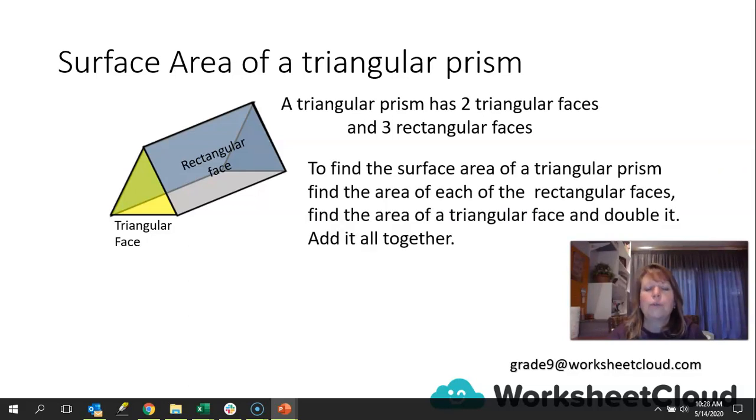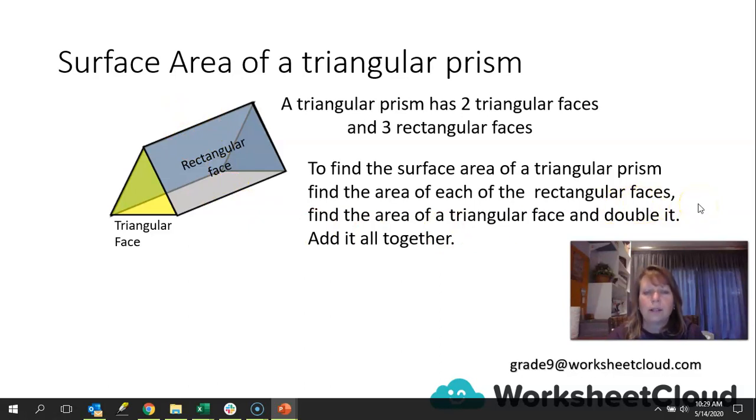Okay, so to find the surface area of a triangular prism, you need to find the area of each of the rectangular faces and find the area of the triangular face of one of them and double it. Because the triangles are always going to be the same size, you will find the area of one of the faces and then double it, because then you will get both the faces. And we need to then find the area of the rectangular faces, the one on the other side, the one underneath, and add them all together.